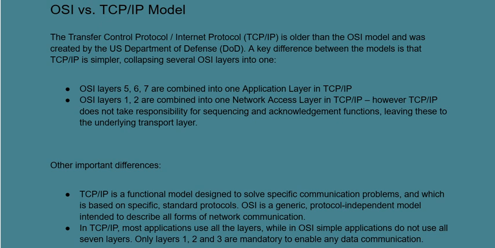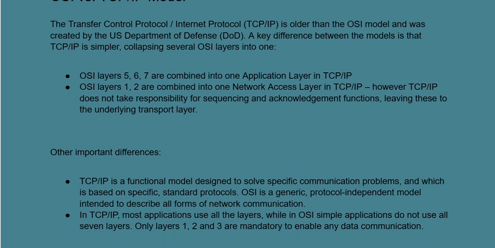However, TCP/IP does not take any responsibility for sequencing and acknowledgement functions, leaving these to the underlying transport layer. Another key difference is that TCP/IP is a functional model designed to solve specific communication problems and is based on specific standard protocols, whereas OSI is a generic, protocol-independent model intended to describe all forms of network communication. In TCP/IP, most applications use all the layers, while in OSI, simple applications do not use all 7 layers. Only layers 1, 2 and 3 are mandatory to enable any data communication.